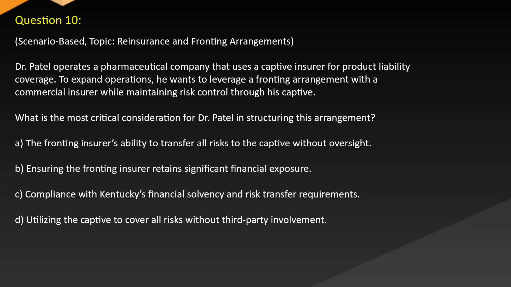A. The fronting insurer's ability to transfer all risks to the captive without oversight. B. Ensuring the fronting insurer retains significant financial exposure. C. Compliance with Kentucky's financial solvency and risk transfer requirements. D. Utilizing the captive to cover all risks without third-party involvement.